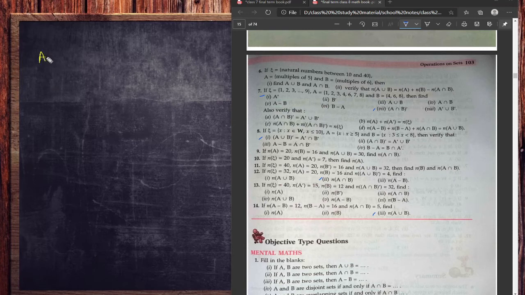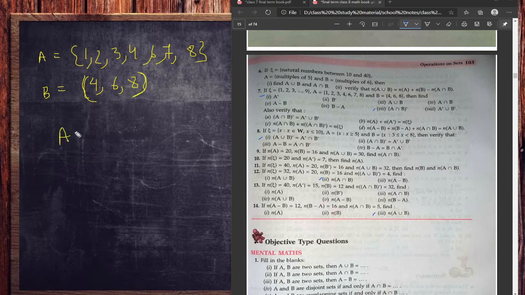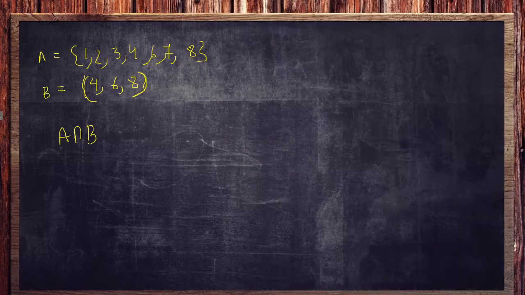The A value, oops, again I have to write 1, 2, 3, 4, 6, 7, 8. What to do? Again, the B value that is given, let me check, that is 4, 6, and 8. No issue with that. So all we have to do first of all is find A intersection B. Very easy for us. Let's complete this one first.